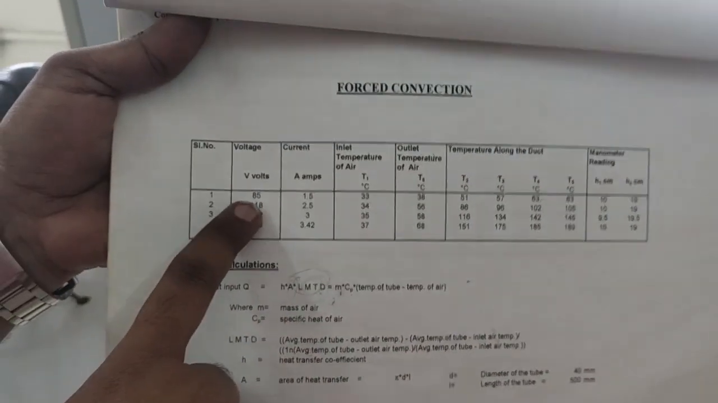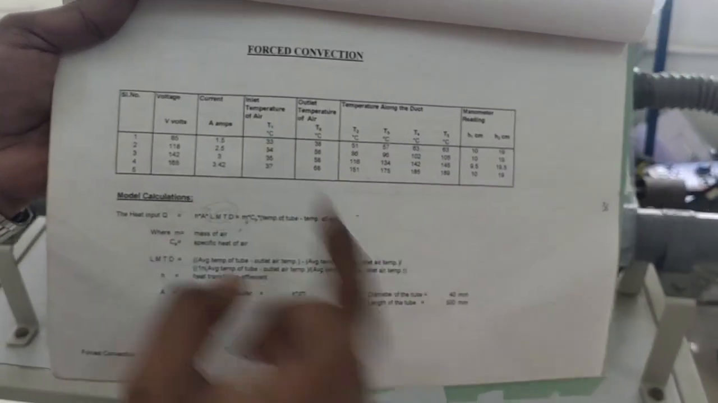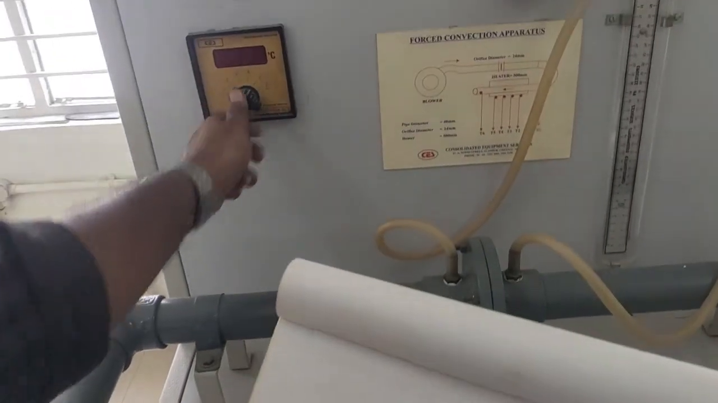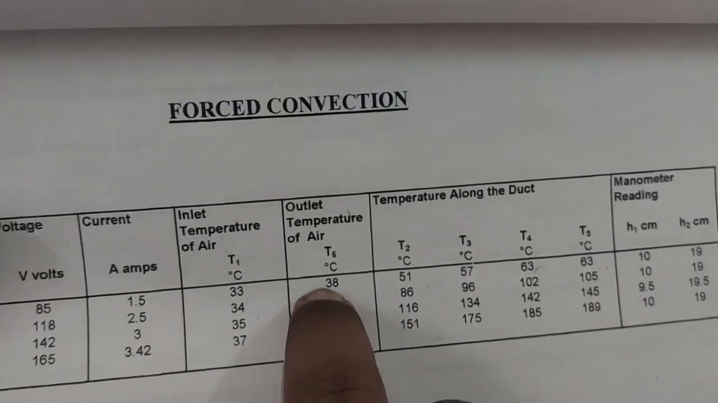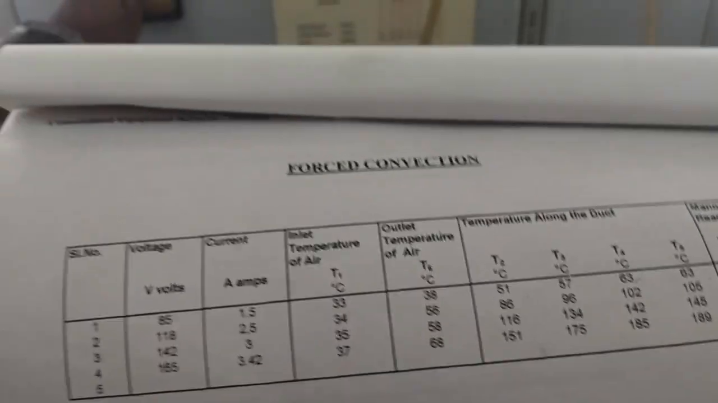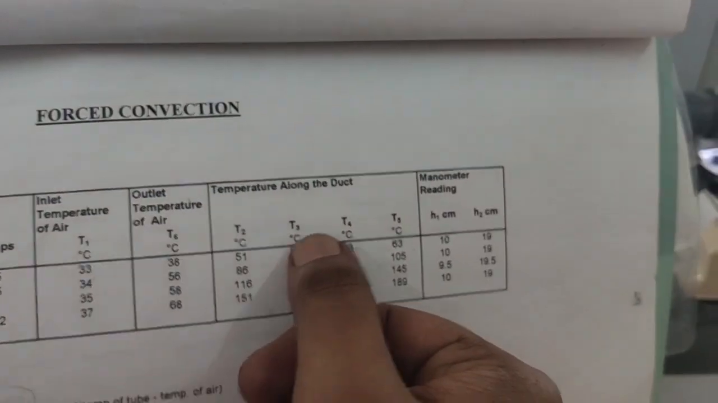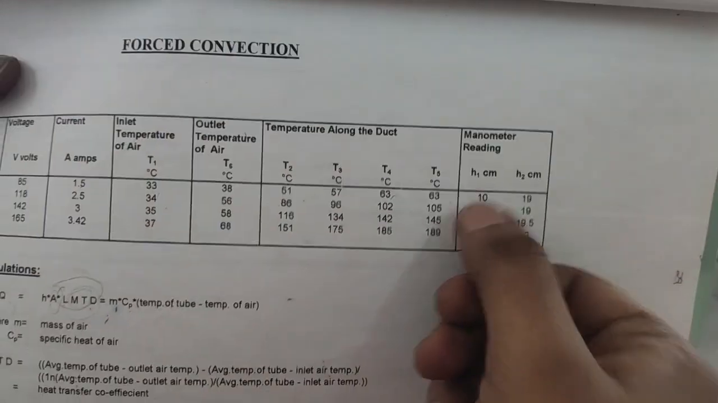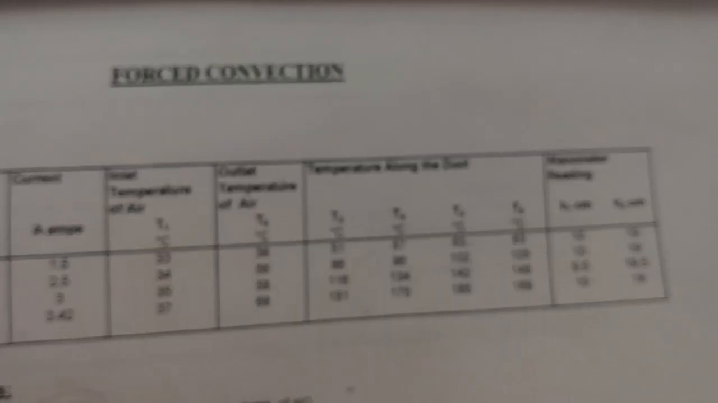Voltage reading I am taking as 85, current reading is 1.5. The inlet temperature, that is T1, I have noted from here. Finally in this tabulation you are getting T6, at the end. Next, T2, T3, T4 and T5 are the values which we get from these thermocouple values. This is the manometer reading, which is the pressure or height difference between your H1 and H2 values.